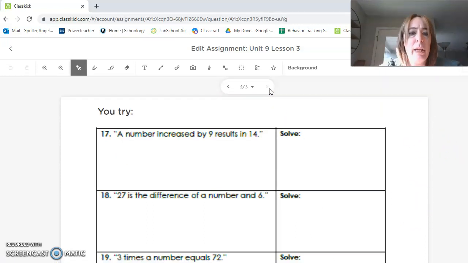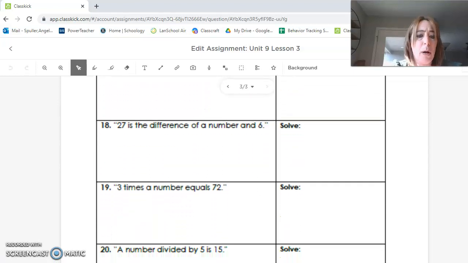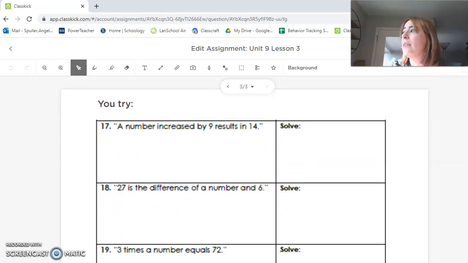All right, now it is your turn. There are 4 problems. Make sure you do all 4. Pause the video, then come back and see if you got that correct. Remember, write it first, then solve it, then prove it, okay?